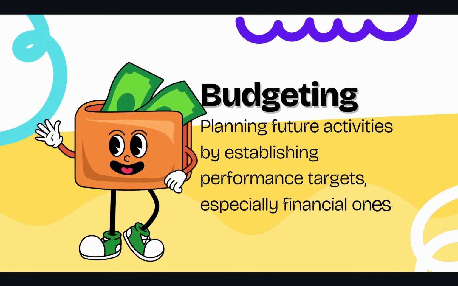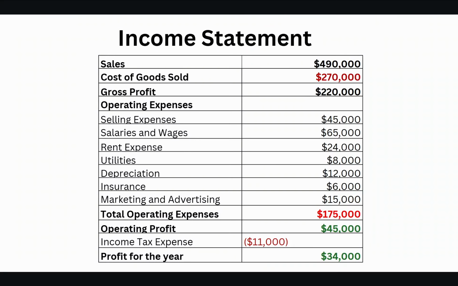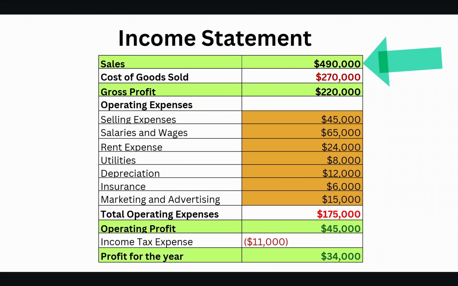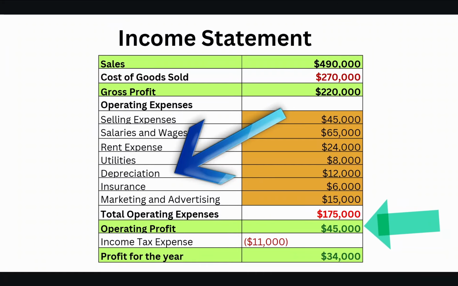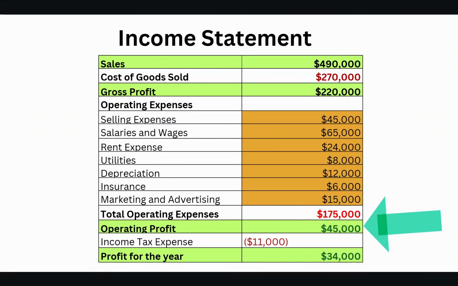Budgeting: planning future activities by establishing performance targets, especially financial ones. Let's look at an income statement. In an income statement, you'll find incomes such as sales or income from services rendered or commissions received. We will also have gross profit, which is the difference between sales and cost of sales, which is also an income component. And we will have operating profit, which is after I deducted any operating expenses. I'm highlighting these green areas because they are income areas. And then we also have the profit for the year.